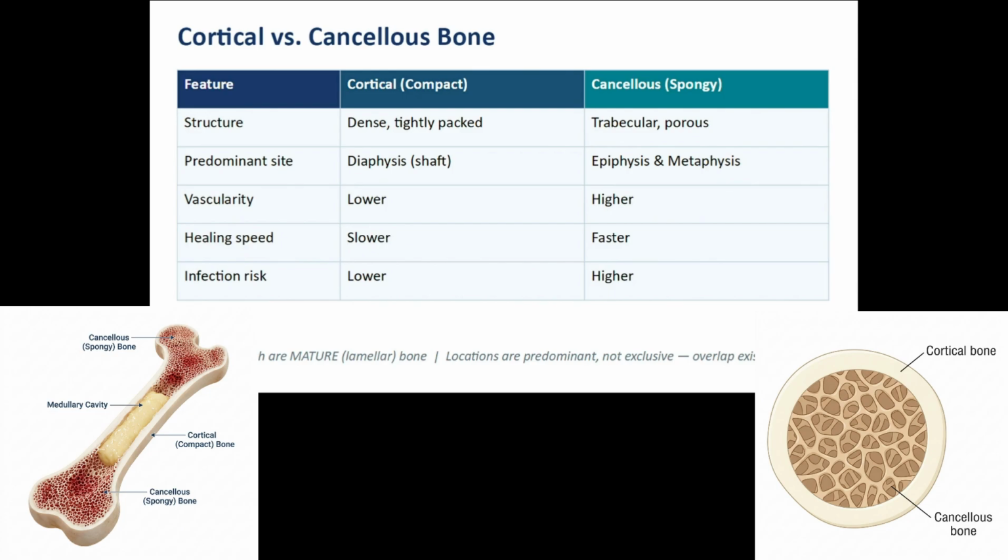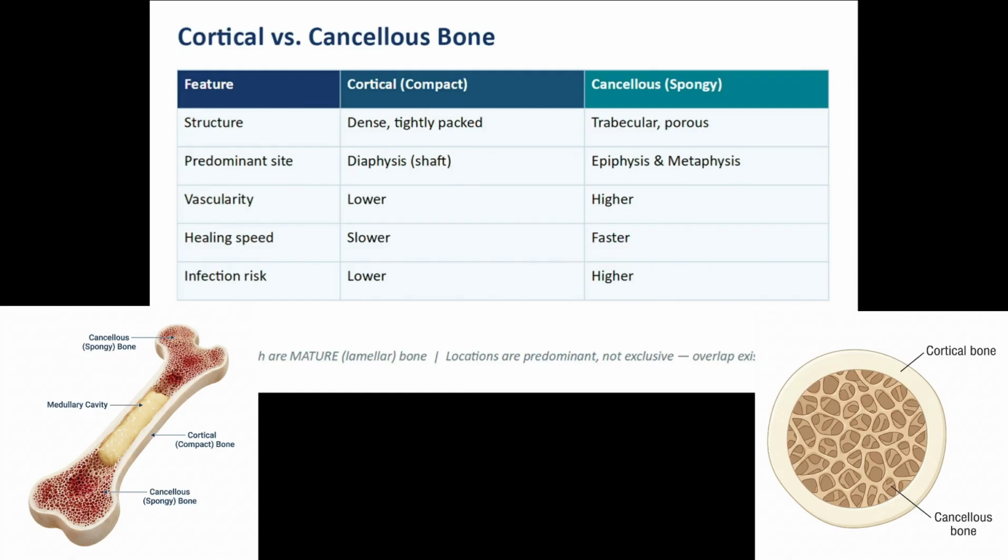So when we come to cancellous bone, it is porous, and we see this mainly in the epiphysis and metaphysis. And here we have higher vascularity compared to the cortical bone. So the healing will be faster, and also the risk of infection will be higher.